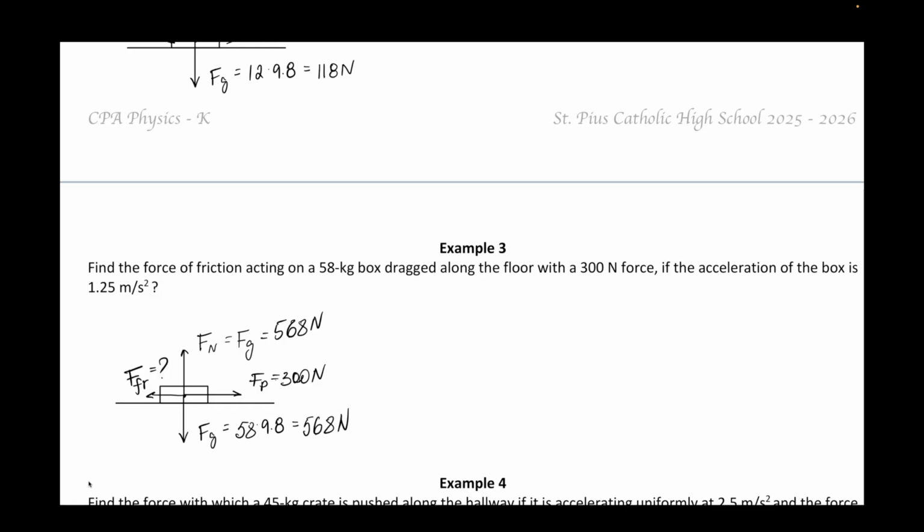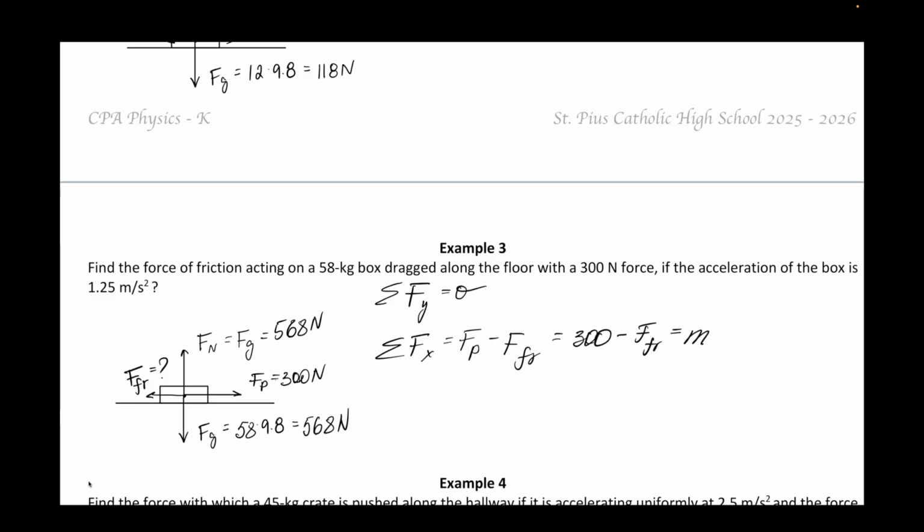I'm just going to round it up. Normal force is going to be equal to gravity because it's just flat on the ground and everything is balanced out in the y direction, but in the x direction, we have a net force, which is force of pull minus force of friction. And force of pull is 300, and force of friction is what I'm looking for.